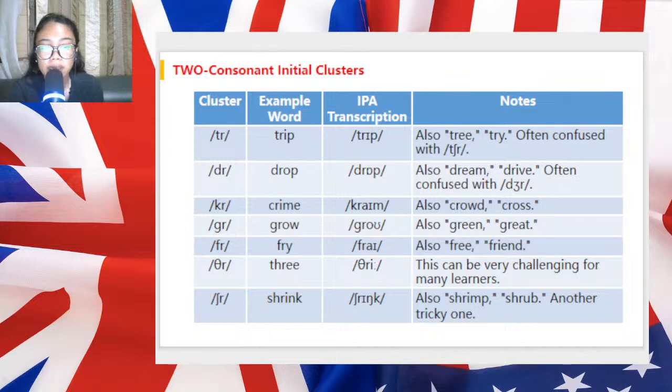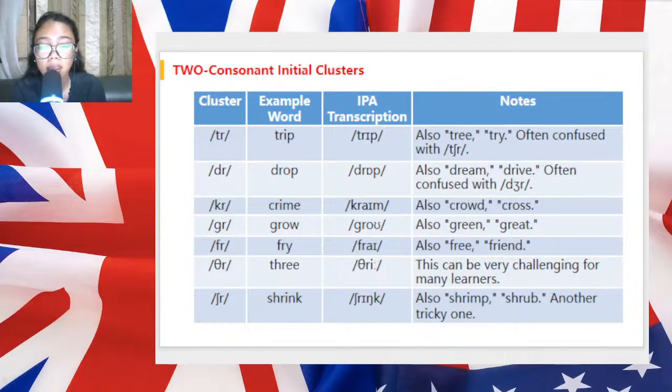What we want to avoid is letting it sound too much like a CH sound followed by R, which is represented by that particular IPA symbol. But yeah, it's not chrip, okay? Trip, but not chrip. You'll find this blend in tree and try, tree and try. So focus on keeping that clear before the R.